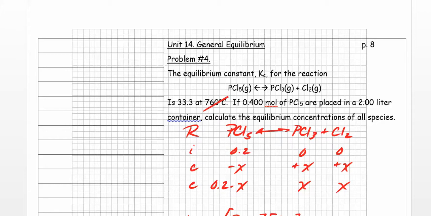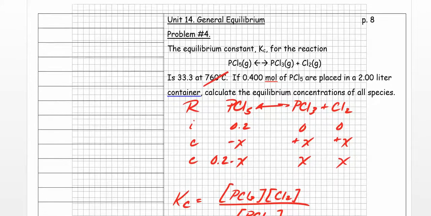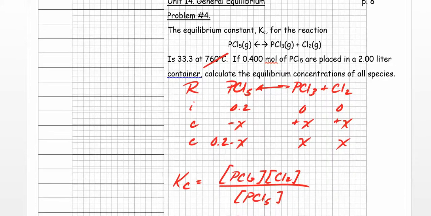Here's what it says. If 0.4 moles of PCl5 are placed in a 2-liter container, calculate the equilibrium concentrations of all species. So we are going to be looking then for the E line, right? We want to know what the equilibrium concentrations are given that the Kc is 33.3. How do we approach this problem? Well, obviously with an ICE table. So the reaction again was PCl5 in equilibrium with PCl3 and Cl2. So that's the R part, or the reaction part of the ICE table.